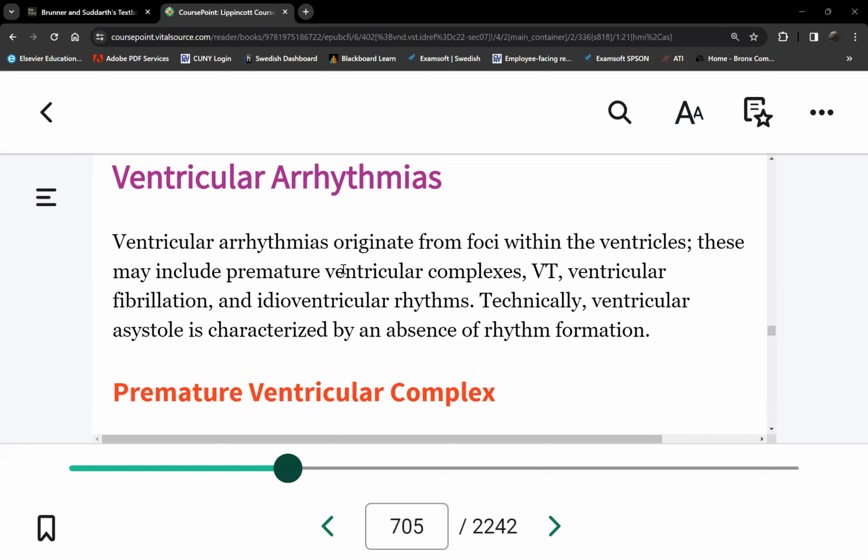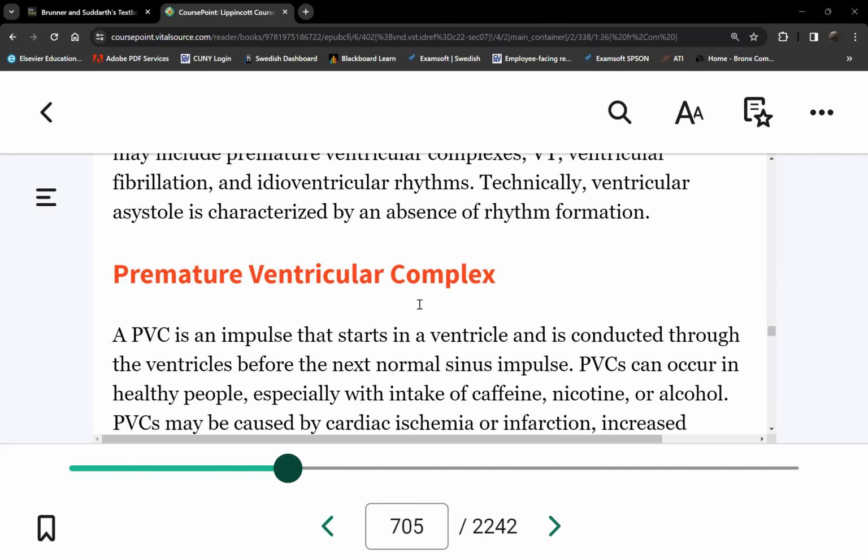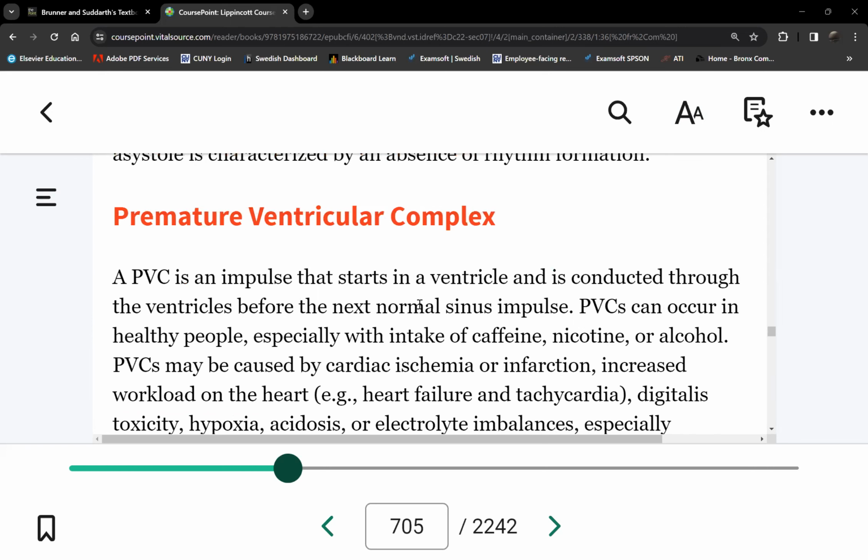So we wrapped up atrial dysrhythmias last week. We ended with atrial flutter. Let's start now with ventricular dysrhythmias. There are three major ones. Let's look at the first one, PVCs.